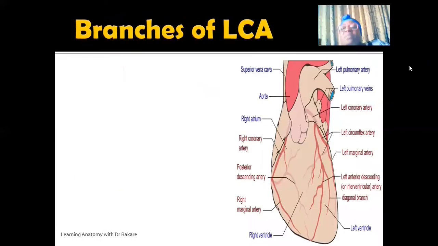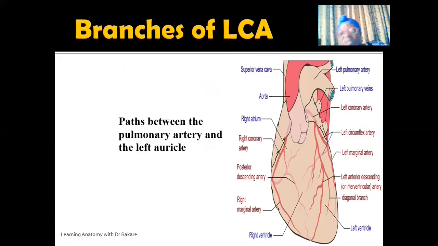So let's go to the branches of the left coronary artery. Let's see how it emerges first. It emerges between the pulmonary artery and the left auricle. This is the pulmonary artery, and this is the left auricle. The left auricle is an extension of the left atrium, which extends to the anterior part. We've talked about this in our lecture on the left atrium. Please kindly go and check that lecture up also to keep yourself updated. So this is the left auricle.